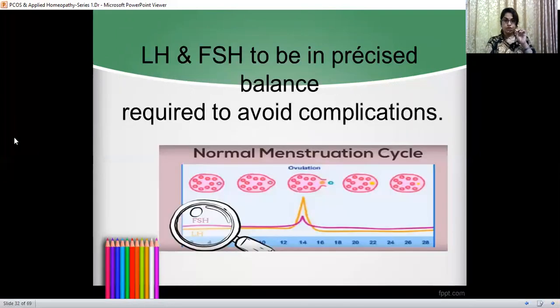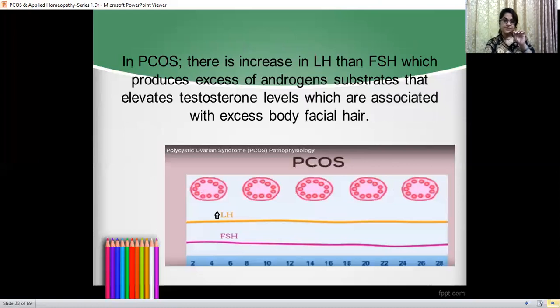LH and FSH need to be in precise balance to avoid complications. This is the normal menstruation cycle, where FSH and LH are in a good ratio to maintain menstruation. In PCOS, there is an increase in LH. Normally, there is an increase in FSH and LH is low. But in PCOS cases, there is an increase in LH over FSH, which produces excess androgen substrates that elevate testosterone level, which are associated with excess body and facial hair.